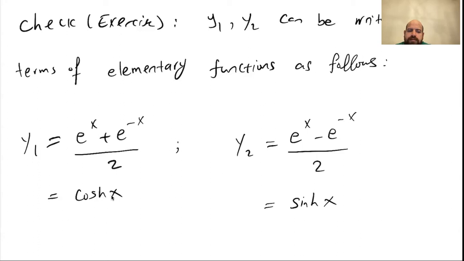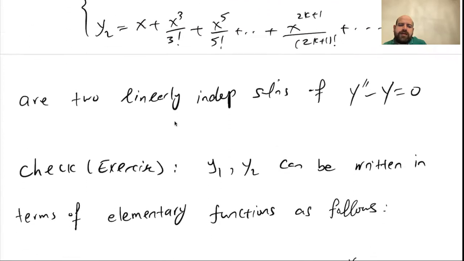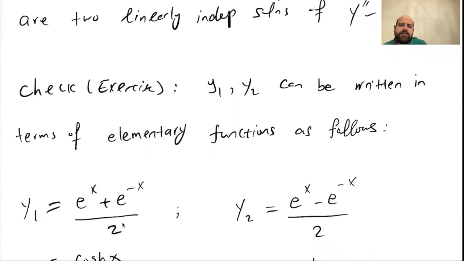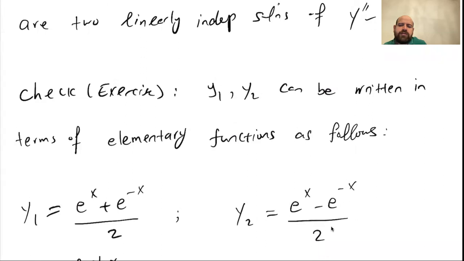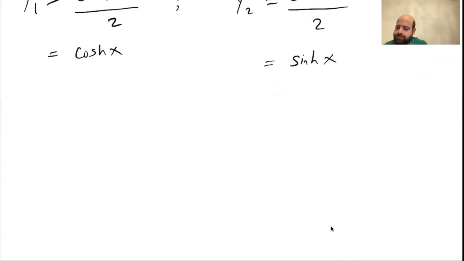Cos hyperbolic x is a function that is defined as e to the x plus e to the minus x divided by 2, and sine hyperbolic x is a function that is defined as e to the x minus e to the minus x divided by 2. So how can you check that y1 and y2 can be written as e to the x plus e to the minus x over 2 and e to the x minus e to the minus x over 2? Well, you simply need to use the Taylor series for e to the x. So hint, use the Taylor series for e to the x.